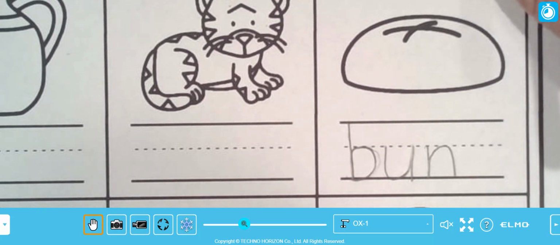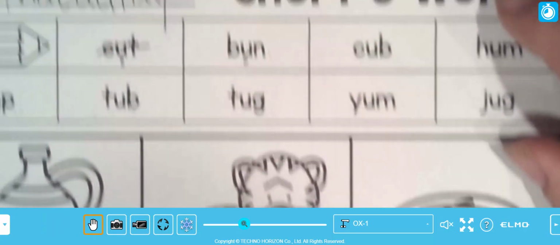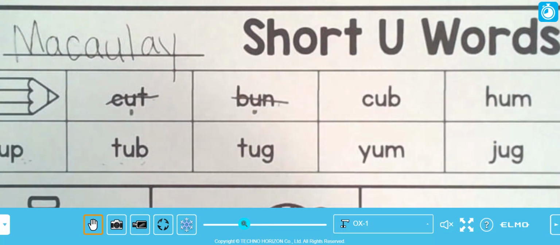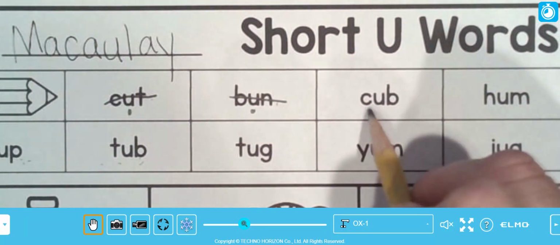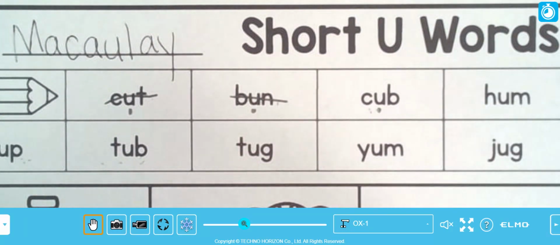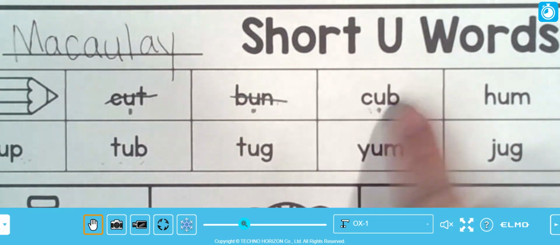Okay. Hopefully you finished writing bun, and if you didn't, please pause the video. I'm going to go over here at the top and cross out the word bun because I finished it. Now I'm going to do this word, okay? What sound does that short U have? Okay, let's read this word together, you and me.